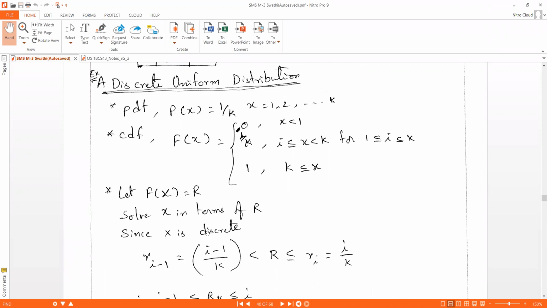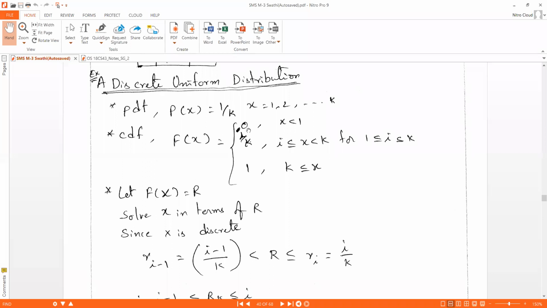Now we'll see the discrete uniform distribution. Discrete uniform distribution, here the PMF is P of x equal to 1 by k, where x equal to 1, 2 till k. Remember this formula, P of x is equal to 1 by k, and the CDF will be capital F of x.